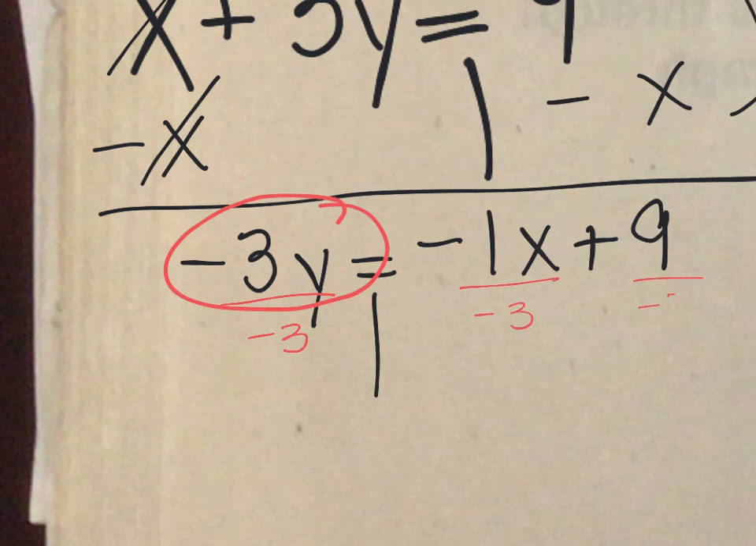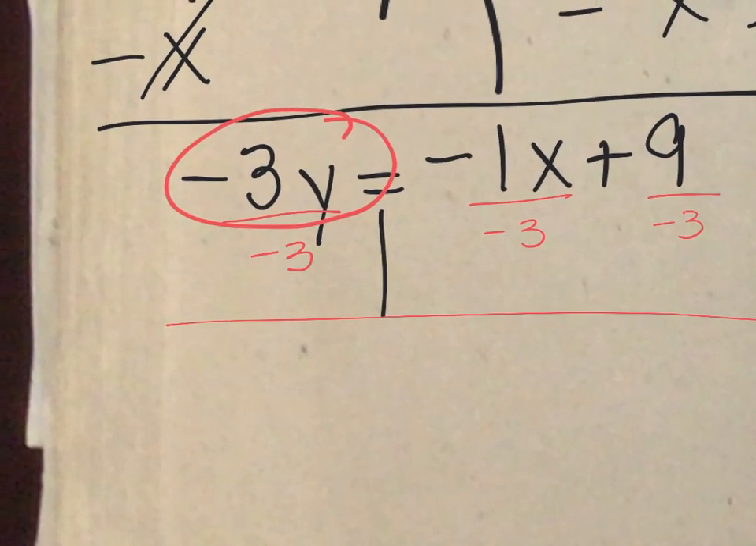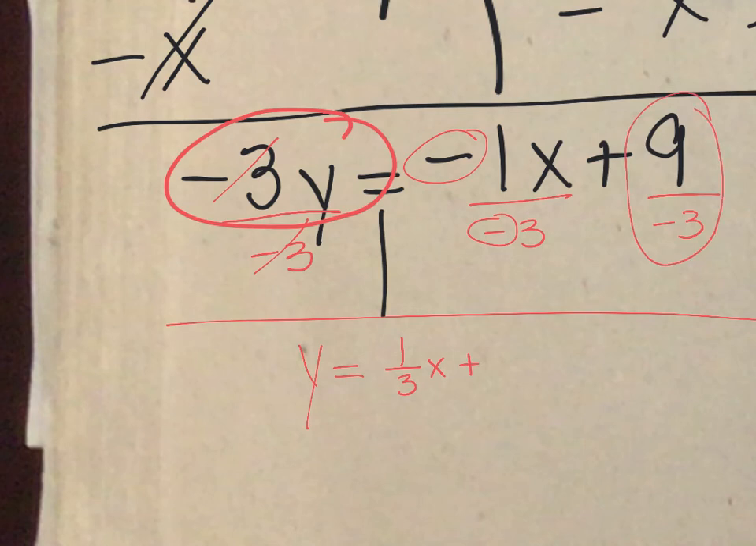Okay? So these cancel out, leaving me with y equals, this negative divided by that negative becomes a, and what fraction do you see there, Jackson? 1, so I'm going to write that as 1/3 x plus, what is 9 divided by -3? This is now in function form.